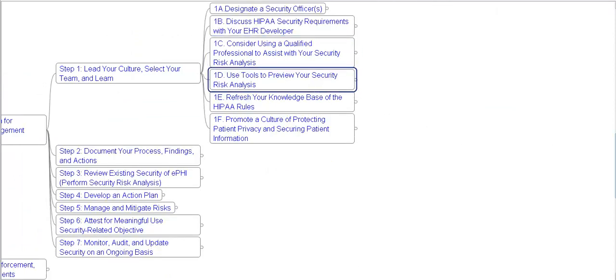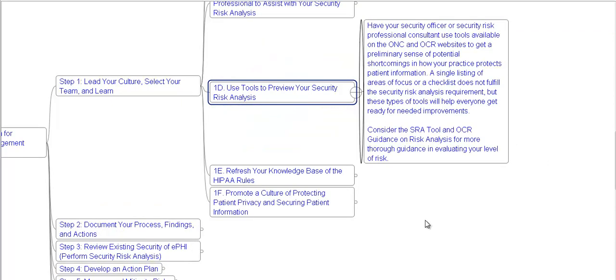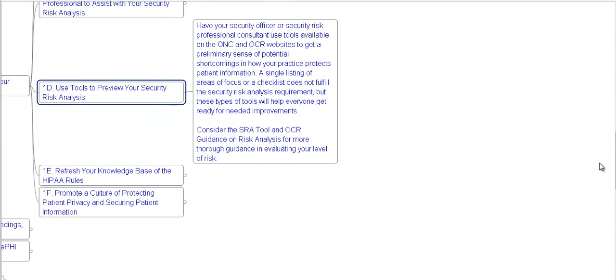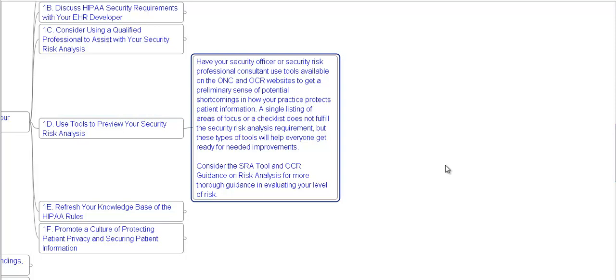Now let's move to the next topic. Use tools to improve your security risk analysis. Have your security officer or security risk professional consult and use tools available on the ONC and OCR websites to get a preliminary sense of potential shortcomings in how your practice protects patient information.